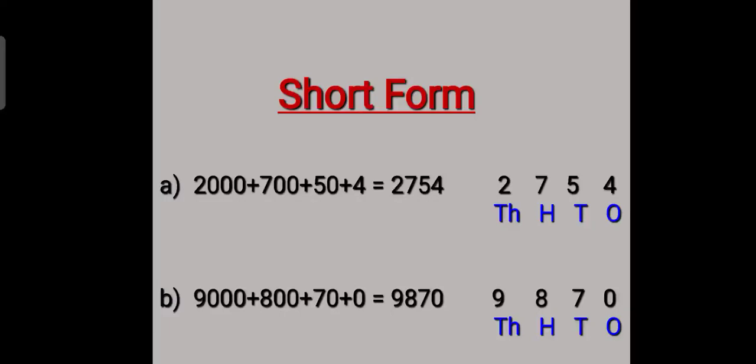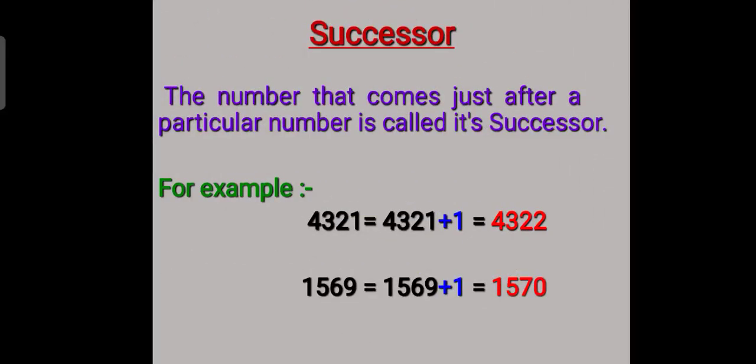Again, write down the place value of every digit from the right. So let's see, 9000. It means you will put 9 at the thousand place. Next one is 800. It means you will put 8 at the hundred place. Next is 70 or 7 tens. It means you will put 7 at the tens place. And lastly 0, you will write 0 at the ones place. Clear, students?